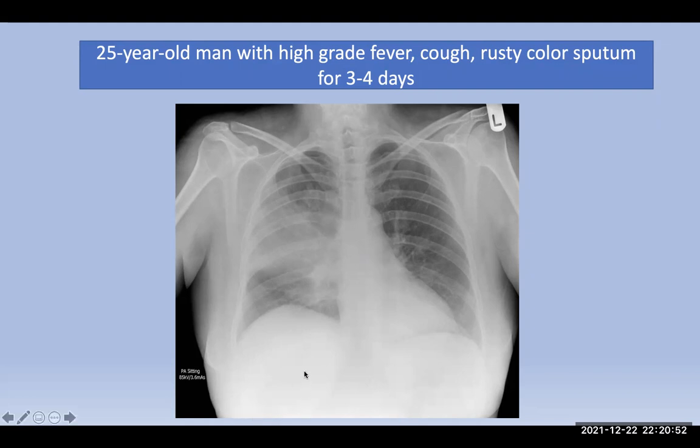Anyone? Abscess. In abscess, we don't expect the rusty color sputum. Actually, we expect Pneumococcal pneumonia. Good, very good. Bronchiectasis? No, in bronchiectasis, we don't expect rusty color sputum. When there is rusty color sputum, it is very pathognomonic for community acquired pneumonia caused by Streptococcus pneumoniae. Okay, so from the history, in this case, we will expect some diagnosis.